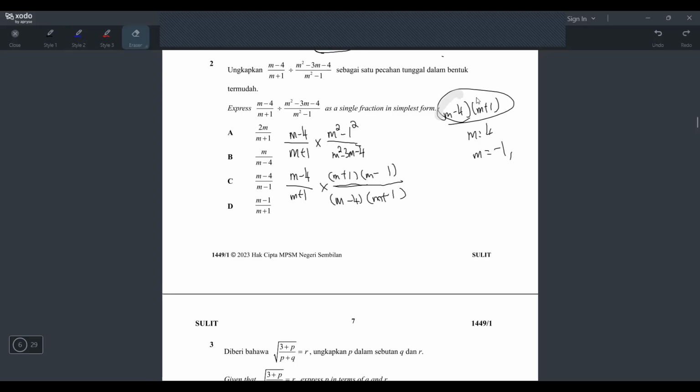Okay, so I will erase this. Okay, after we reach here, now we can cancel. But you have to cancel top with bottom, right? So m plus 1 and m plus 1 can cut, m minus 4 and m minus 4 can cut. So this is the answer, right? So A, B, C, D.